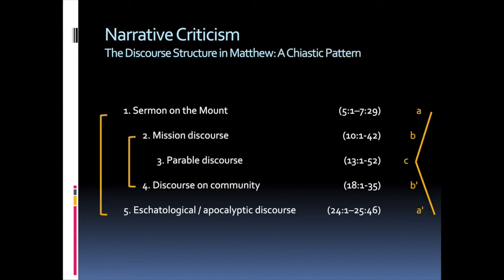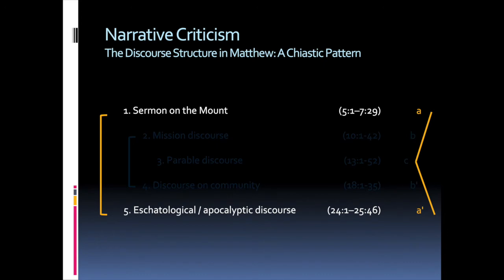The assertion here is that the Sermon on the Mount is the A to the A prime of the apocalyptic discourse, and that the mission discourse and the discourse on community are somehow related. And that in the middle, in the pivot position in this case, is one parable discourse that is a sort of pivot where the action of the narrative or the plot changes or turns. Let me show you what I mean by this.